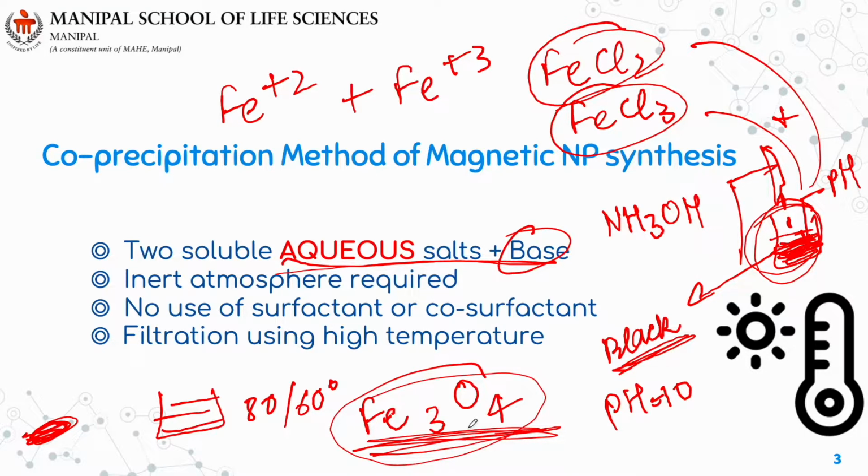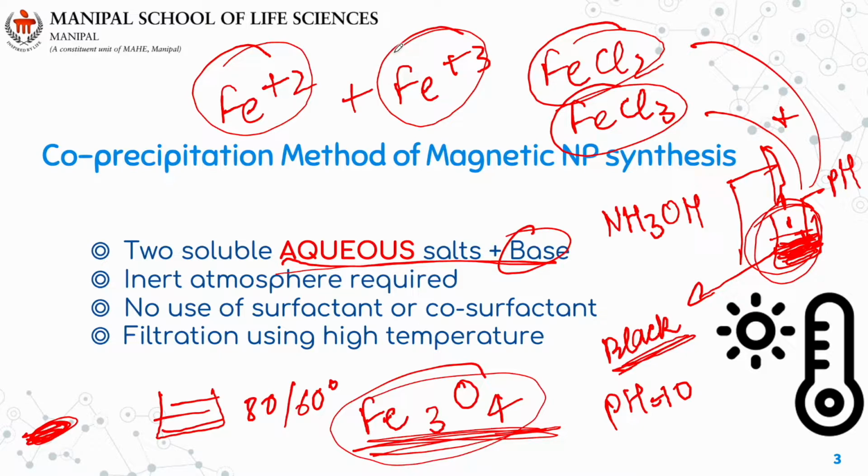So let's read the slides. Two soluble aqueous salts plus a base, as I told. An inert atmosphere is required for this method. What do I mean by inert atmosphere? Basically, it's an atmosphere in which oxidation cannot occur. For example, we are taking two salts here, Fe2+ and Fe3+. If the atmosphere is not inert, this will get oxidized into FeO, Fe2O3.